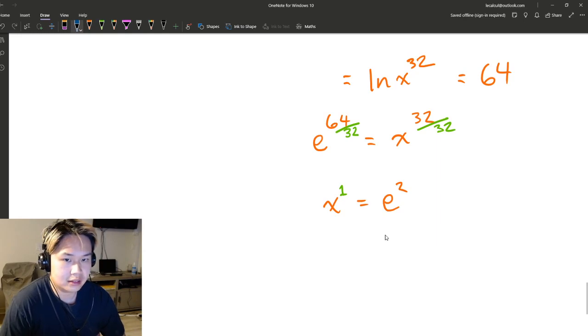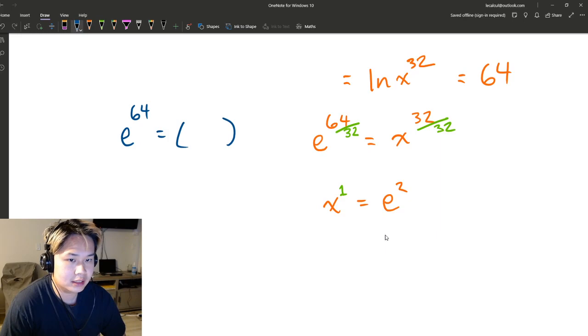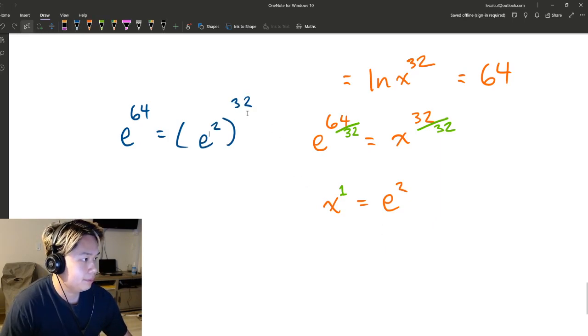And then you can just think about it, right? How do you get e to the 64 if you have something to the power of 32? It needs to be e to the power of 2, right? Because 32 times 2 is 64.